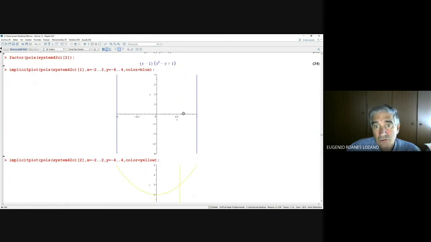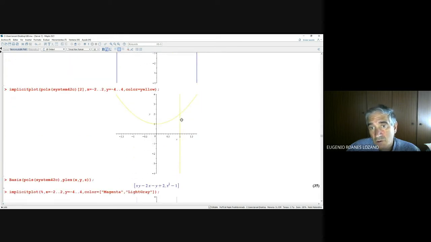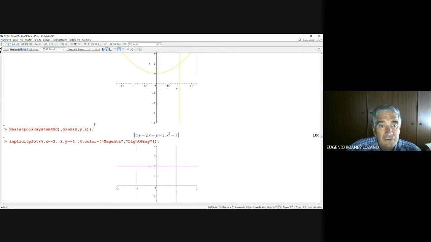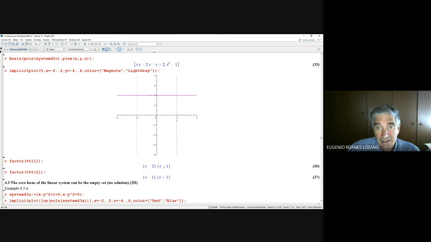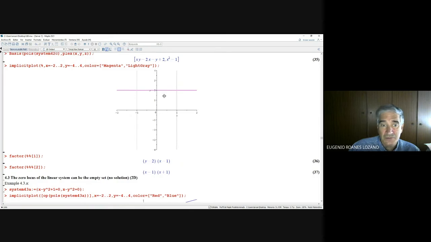Here we have the 2 equations plot separately, and if we ask for the Gröbner basis, we obtain 2 polynomials, and the plot is the intersection of these lines. Again, we can see that they have a common component, that is this vertical line. So one is the 2 vertical lines, and the other is the 2 perpendicular lines. So again, it has simplified the description.